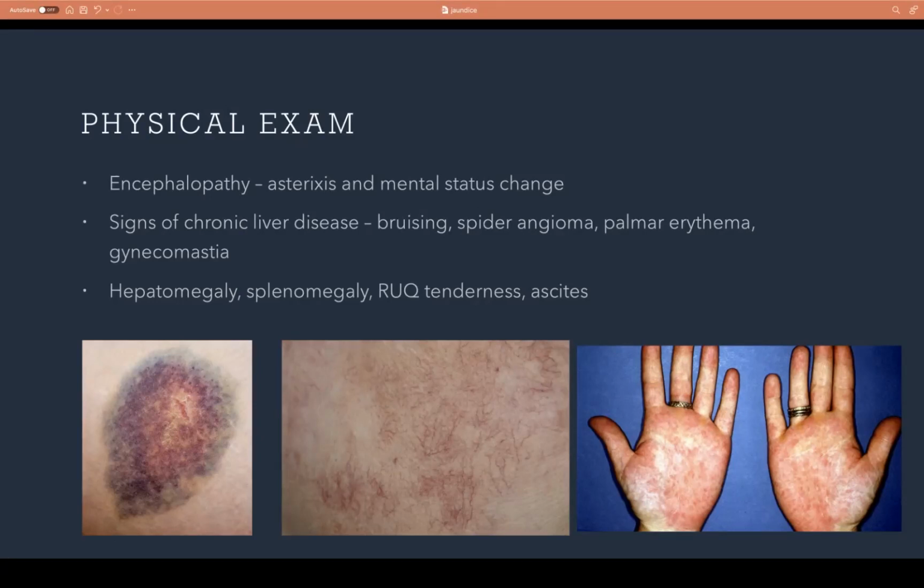Hepatomegaly, splenomegaly, check for any tenderness. And if the liver is impaired or quite seriously diseased, you could find ascites, which is a buildup of fluid in the peritoneal cavity.